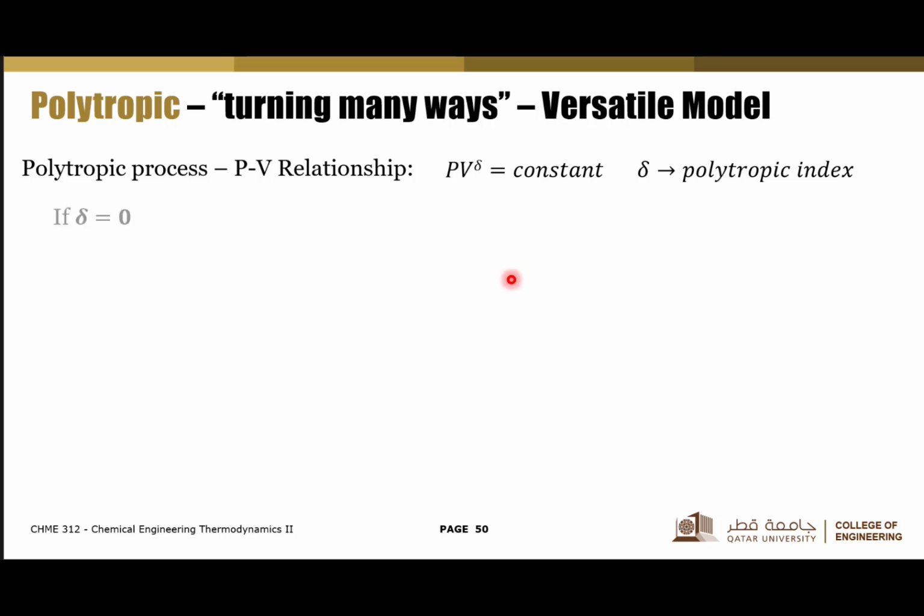All right. So if delta equals 0, we have PV to the power of 0 equals a constant. Any number to the power of 0 is 1, right? So then pressure equals C, which is a constant. So that means it's an isobaric process. So from the general equation, we're looking at how, based on the delta value, we can get the different processes.